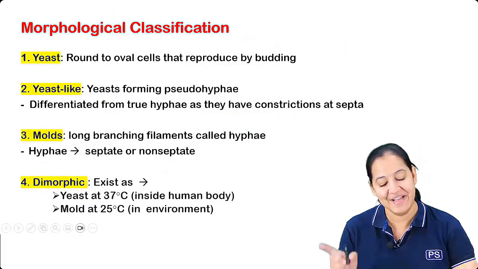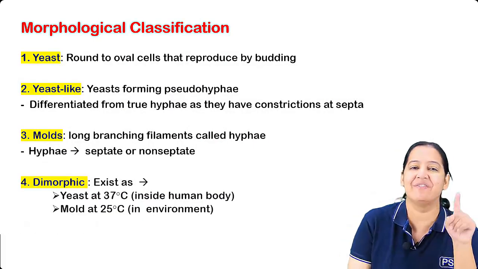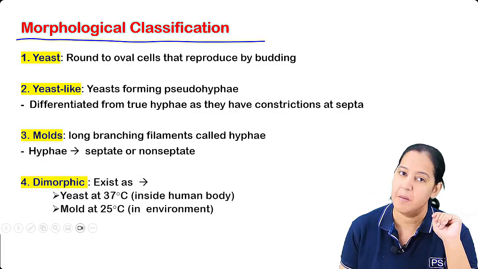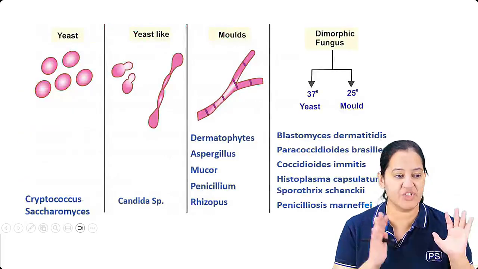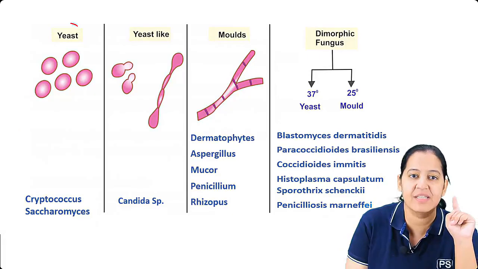Okay, let's start it. So I told you that I'm going to teach you 2 classifications of the fungus. The first classification is the morphological classification, and then the pathological. So first see the morphological classification. These are the 4 categories of the fungus. The first category, can you see the first? These are known as yeast.